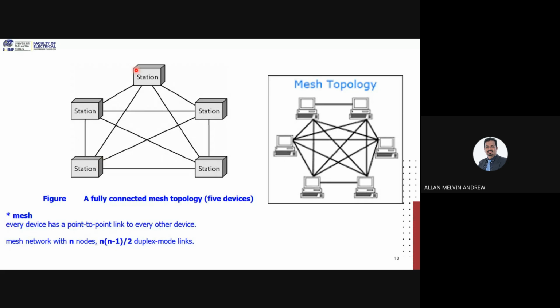So you need to do this for all of them, and you will find out that there will be 10 duplex mode links attached. So don't get confused thinking this looks like a star. Even though it looks like a star, this is not a star topology. This is a ring topology. Okay, so another example.